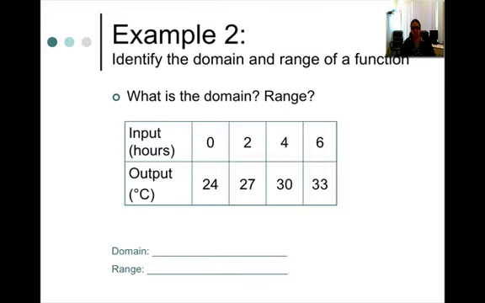Example number two, identify the domain and range of a function. From the vocabulary we just took a look at, we know that input equals domain equals x values equals independent variable. Therefore, the domain is 0, 2, 4, and 6. Also, recall that range equals output equals y values equals dependent variables. Therefore, the range is 24, 27, 30, 33.